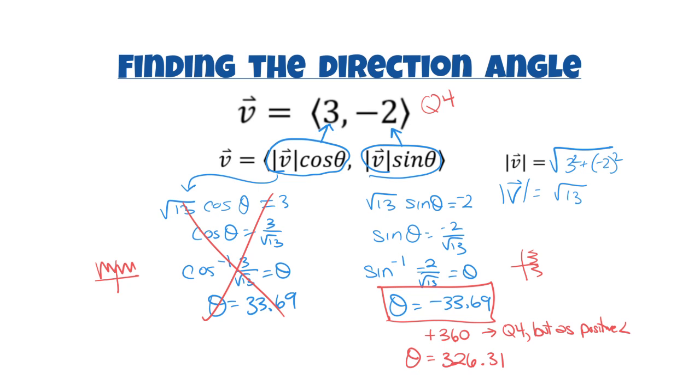Okay, and kind of running out of room here. So that was my finding the directional angle, but really my goal here was to convert this to a geometric vector. And so you would say that vector v is square root of 13. And when we were doing geometric vectors, we were making it be like in centimeters. So you'd have a label there, square root of 13 centimeters at 326.31 degrees.